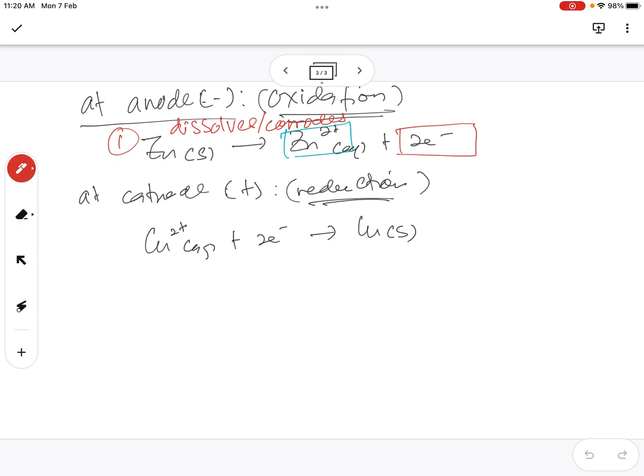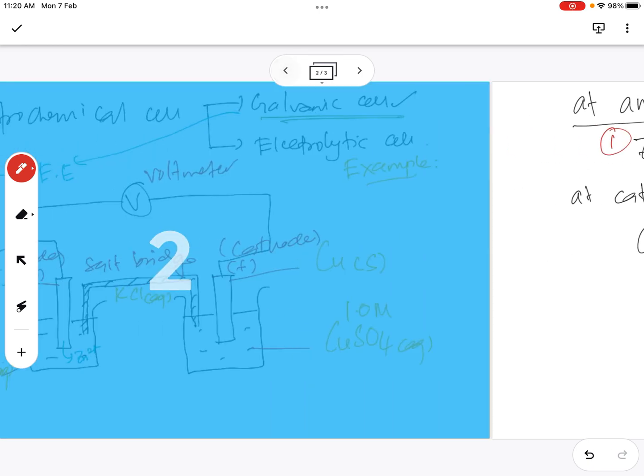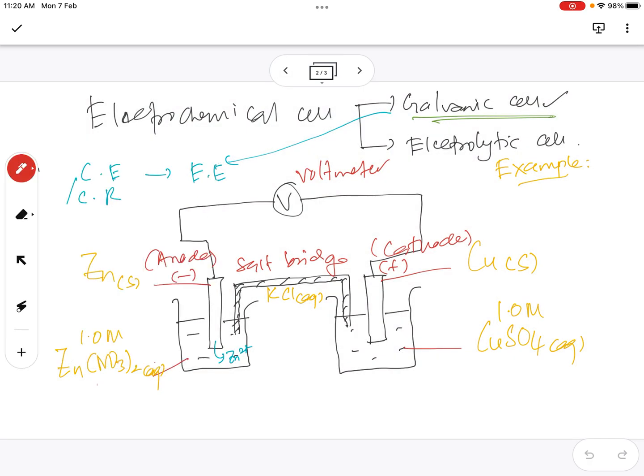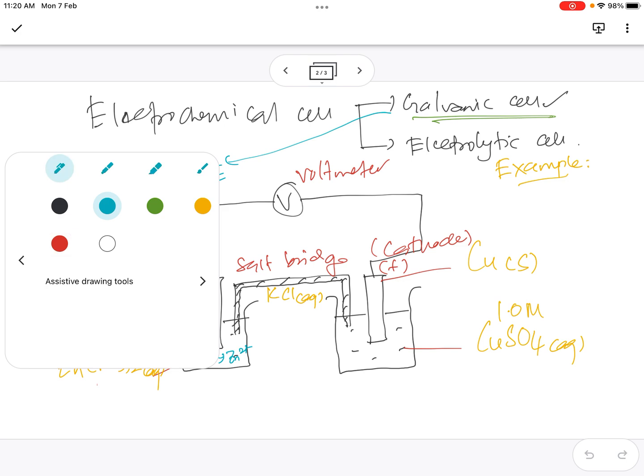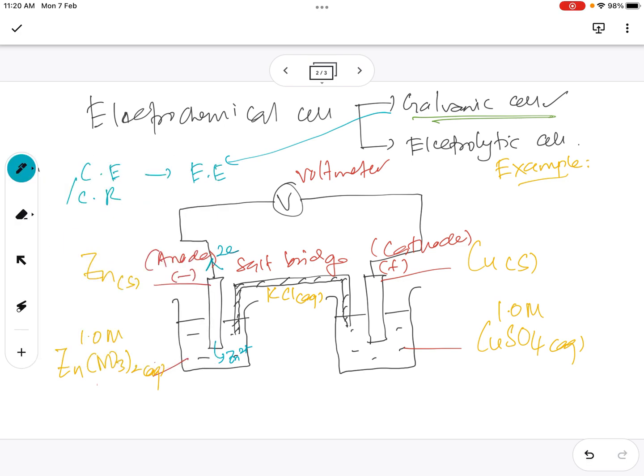That's the next thing. Okay, seterusnya, seperti saya kata, dia juga hasilkan 2 elektron. So what happens is, these 2 electrons bergerak melalui wire di luar. You can see in the diagram, slide number 2. Saya gunakan warna turquoise. Keluar daripada sini elektron, dia lalu sini, dia masuk ke cathode. Boleh nampak ke elektron masuk ke cathode?